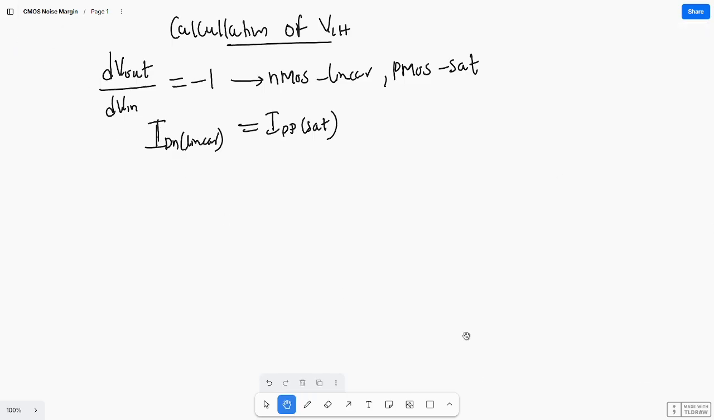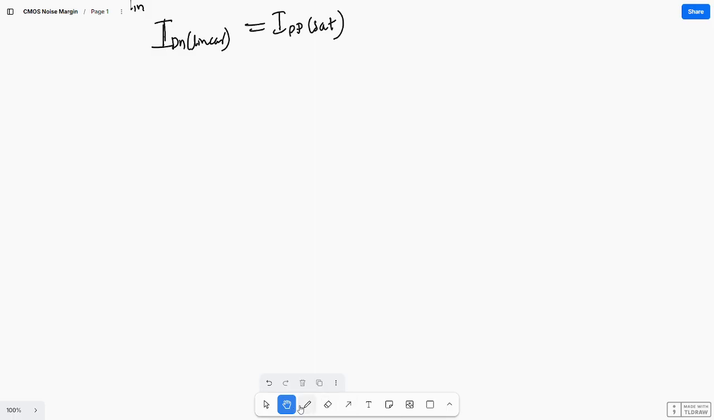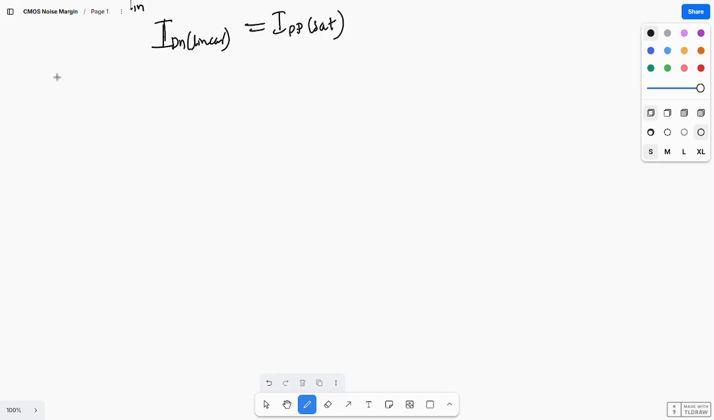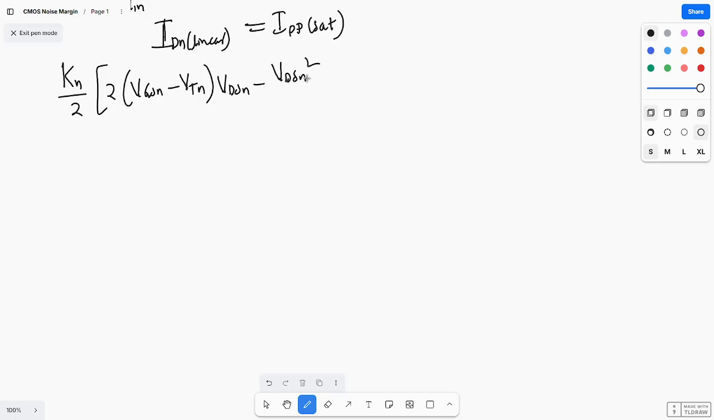Substitute the linear and saturation region current equations. Here we will get Kn by 2, 2 into (VGSN minus VTN) into VDSN minus VDSN whole square divided by 2. This is the equation in the linear region. That is equal to Kp by 2 (VGSP minus VTP) whole square.